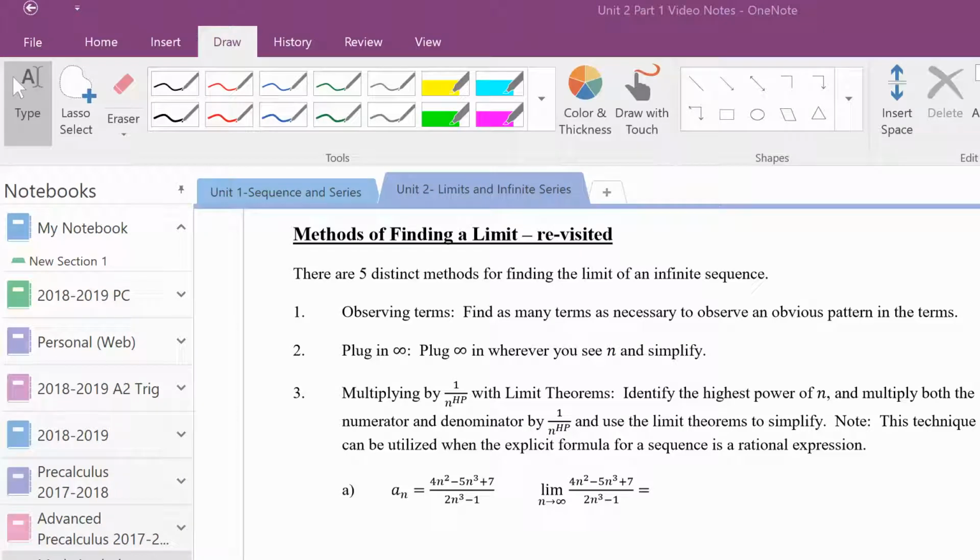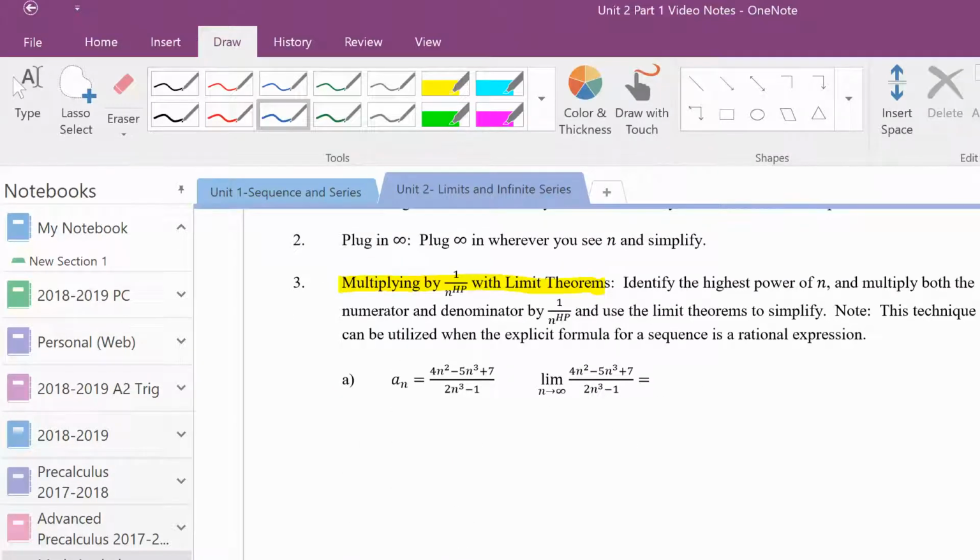Welcome to tonight's video on method 3 of finding a limit, and that is multiplying by 1 over n to the highest power with the limit theorems. So the first thing we're going to do is identify what is the highest power of n, and in this case the highest power of n is 3. So we're going to multiply the numerator and the denominator by 1 over n to the third. And this technique only works when you have a rational expression. So keep that in mind.